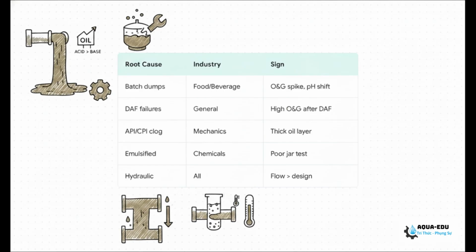Unauthorized batch dumps from the production line, like someone dumping waste oil or running a massive clean-in-place process, are a huge primary culprit. You'll usually catch a batch dump by a sudden, crazy spike in ONG and really rapid pH shifts. Then, of course, we have DAF system failures, where our chemicals or air pressure are just completely off. We also run into clogged separators, emulsified oils caused by wild pH levels or low temps, and sometimes it's just a plain old hydraulic overload.